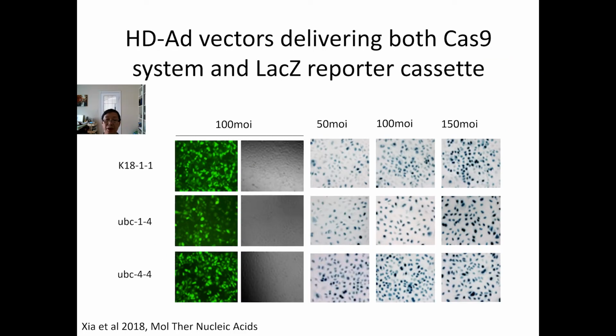Here we show that we can deliver both the Cas9 system and a LacZ reporter into a single cell. We actually used different vectors, just with different homology arm sizes. The GFP is linked to the CRISPR-Cas9. So you can see that in all these cells we can get LacZ expression as well as GFP expression, indicating that we have CRISPR-Cas9 expression.